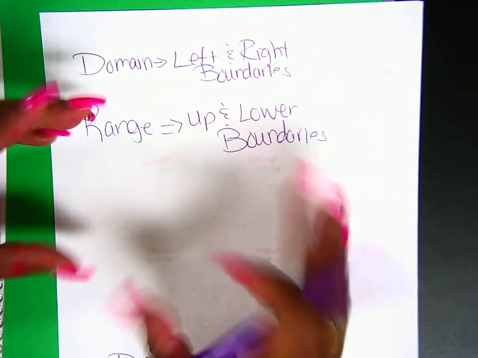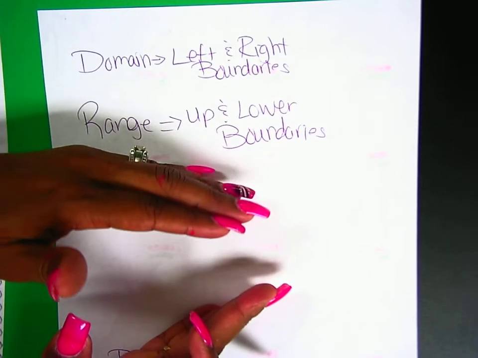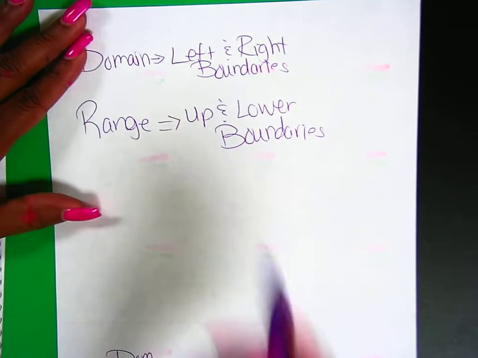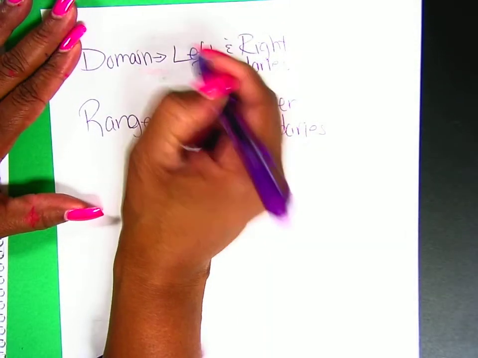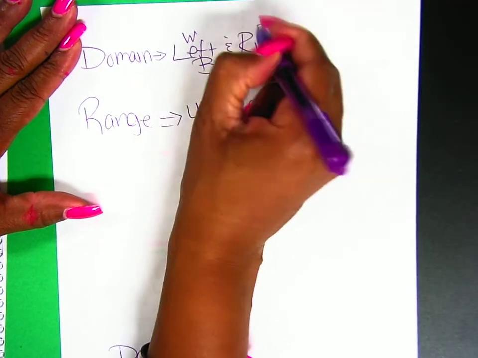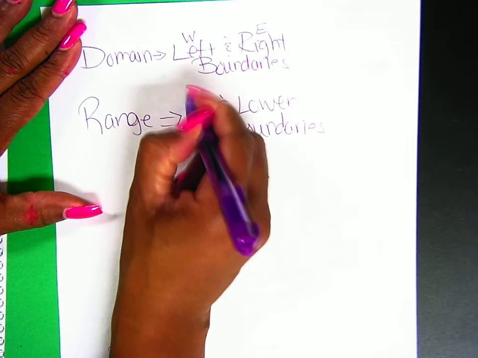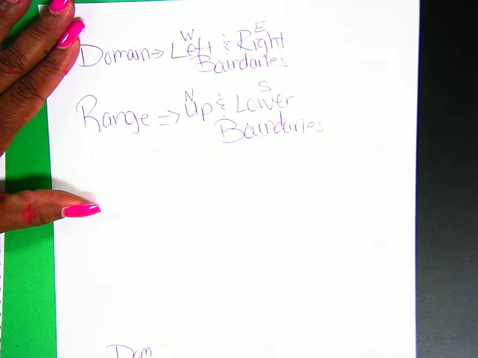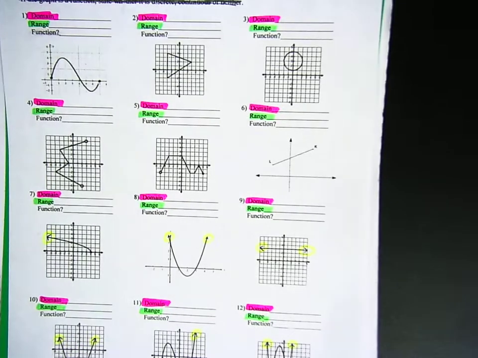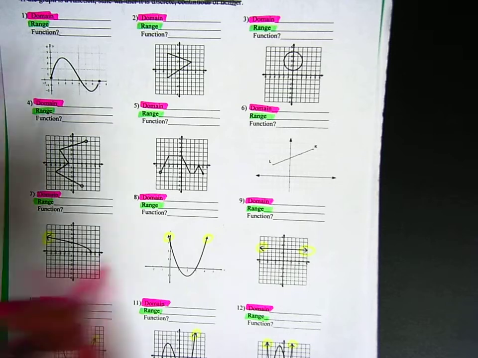It tells us the graph, how far the graph goes up, how low does it go, if it has a boundary. You can look at the left as being west, the right is east, the up is north, the lower is south, if that would help you some. Okay, so here we go. Let's go ahead and do this. So how far does this go?